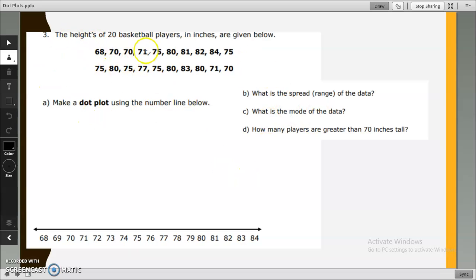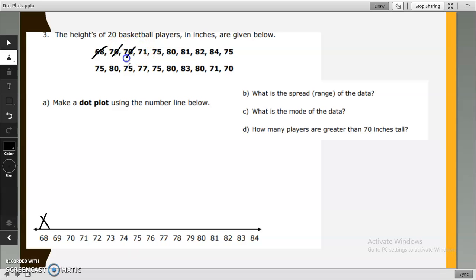It says the heights of 20 basketball players in inches are given below. So here are all the heights. It says make a dot plot using the number line below. So I already have the number line written out here. And I'm going to just go ahead and put my values. So I have 68. I'm going to mark it out here so I know. I'm going to put an X instead of a dot so that it's more clear for me.